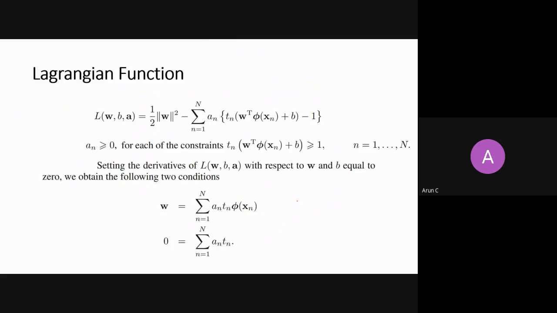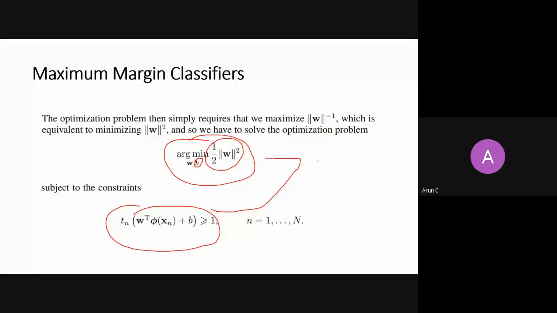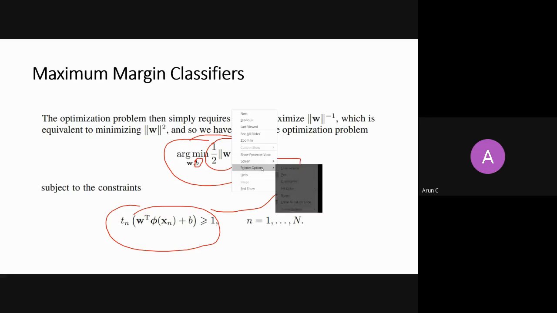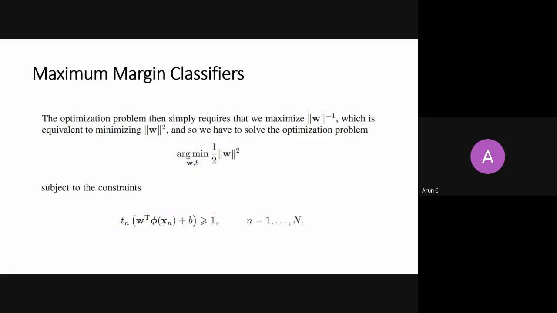Very good. So now I said here that I want to add these constraints into an objective function using a Lagrangian multiplier. So just to make things easier, I bring this 1 from the right hand side to the left hand side. So it will be Tn (W transpose phi(x) plus b) minus 1 is greater than or equal to 0. So now my g(x) is greater than or equal to 0.